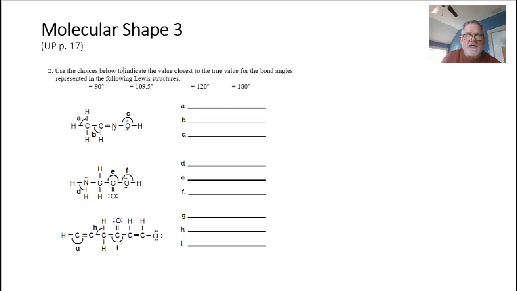First we're going to look at this carbon right here, angle A. It's between these two hydrogens. Let me draw that out here. Basically we have a hydrogen up here, a hydrogen there, a hydrogen there, and then it's connected to another carbon. So the question is, what is this angle right here?